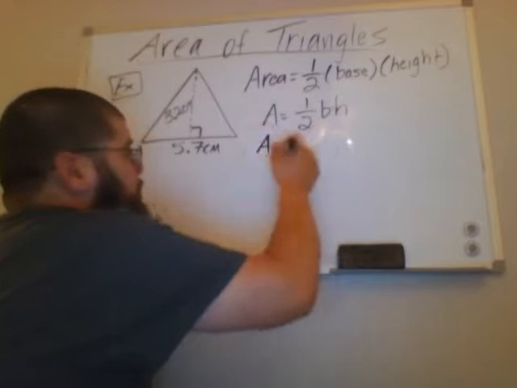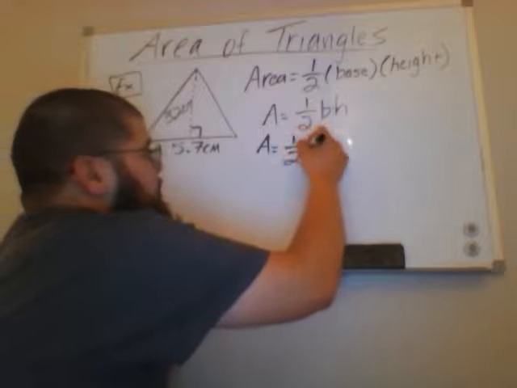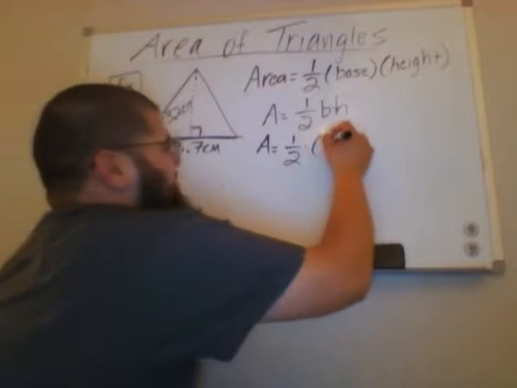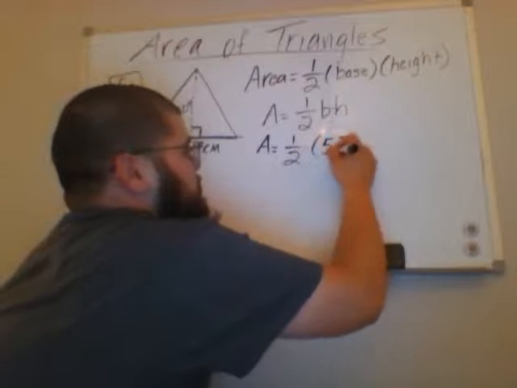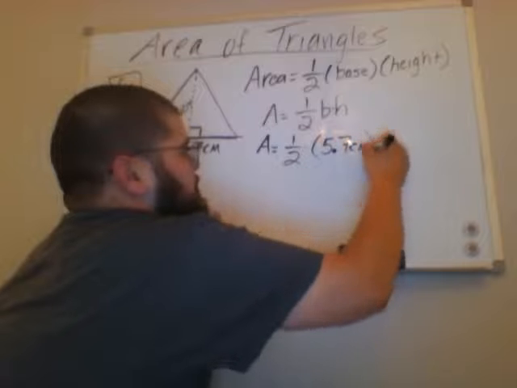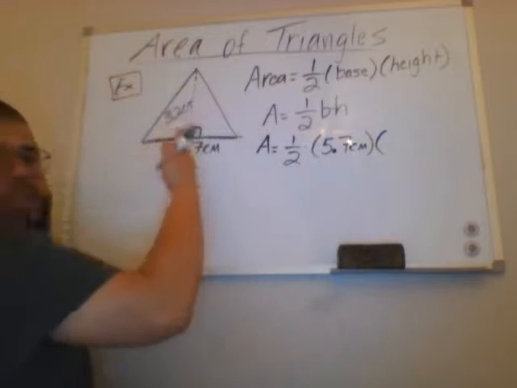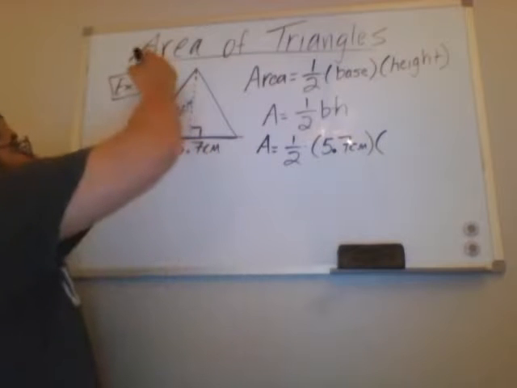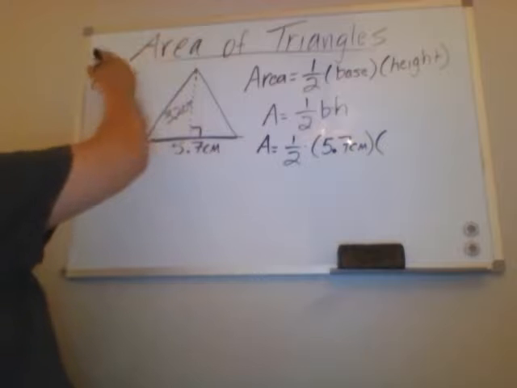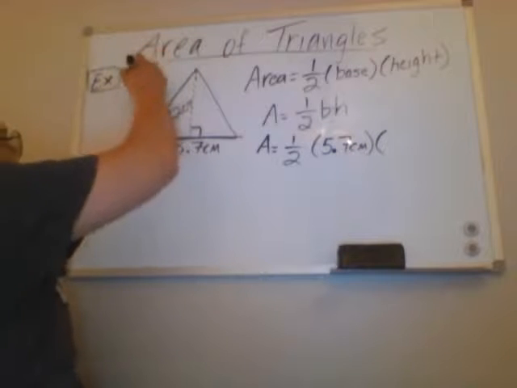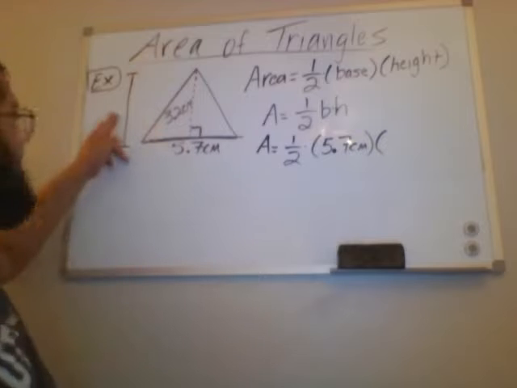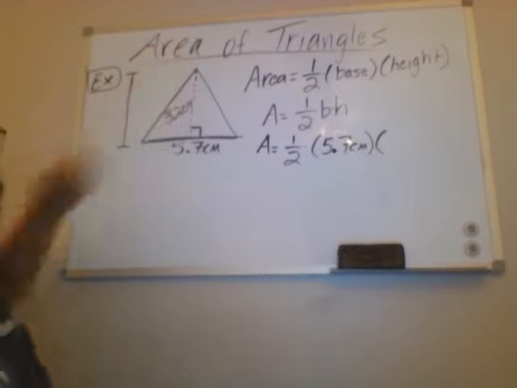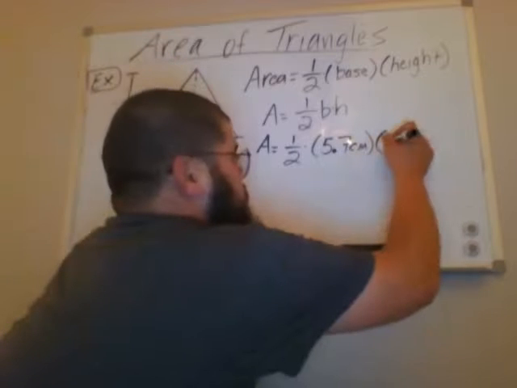Area, capital A, like before, equals 1/2 times the base. Remember, the base is this bottom side length, which we said is 5.7 centimeters, times this height, this dashed line. It also has that right angle showing us that it is the height. Now, understand, they could give you a line out here one day and say that this line is 3.2. You will have to know that this line is the same thing as this dashed line, 3.2 centimeters.